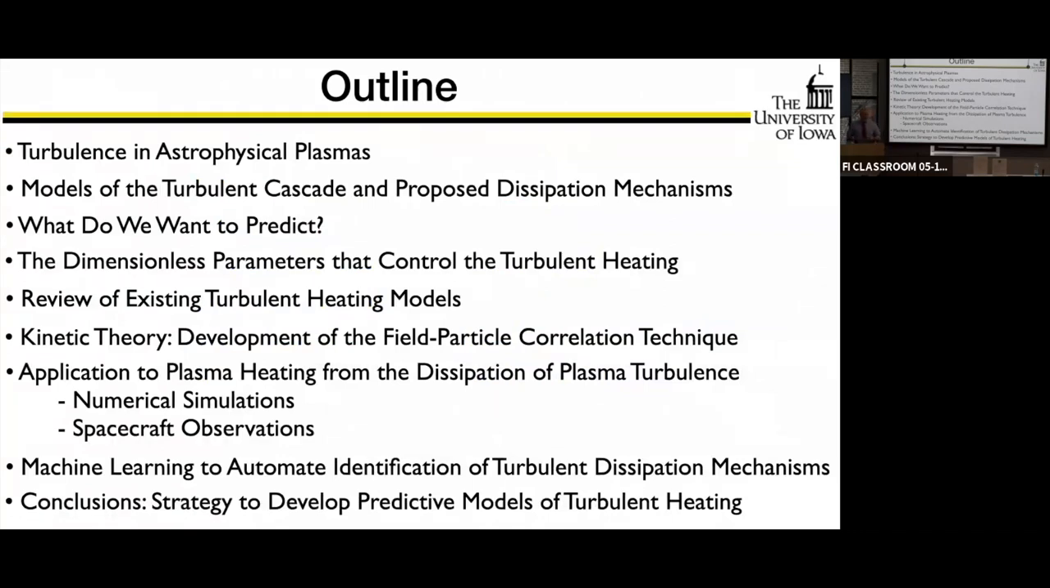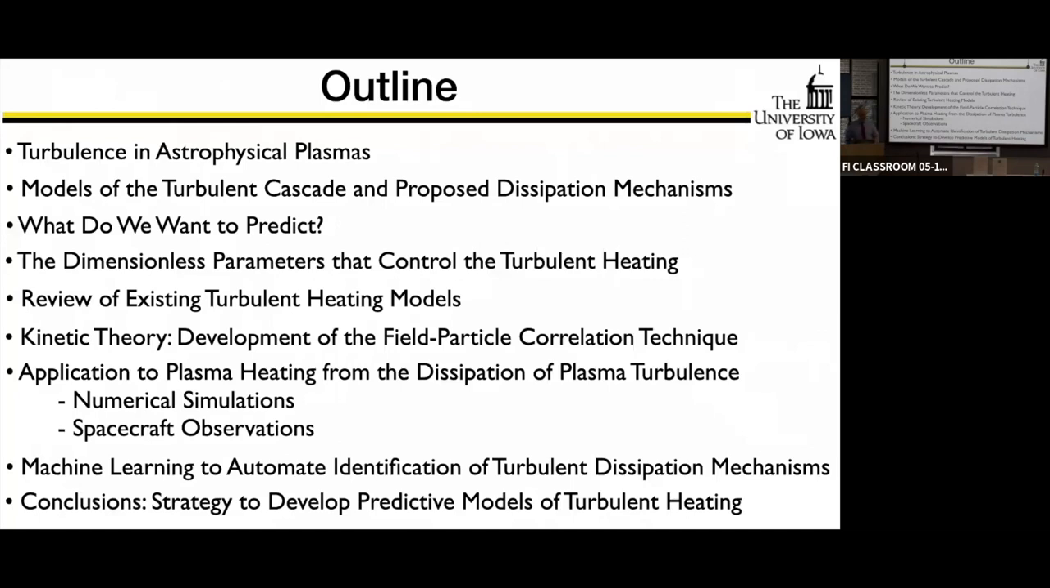And I'll review existing turbulent heating models that are out there. And then I'm going to turn to our approach of how to solve this problem and move on to improved models using something called the field particle correlation technique that my group developed from kinetic plasma theory to identify the dissipation mechanisms and quantify the heating associated with them.